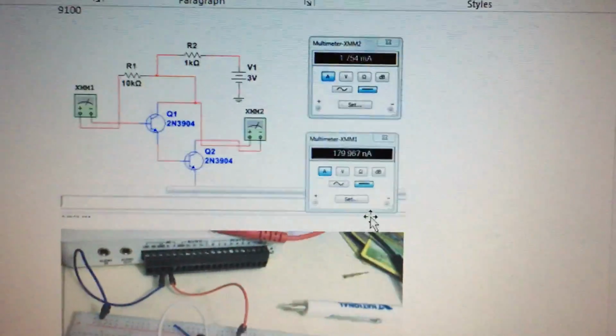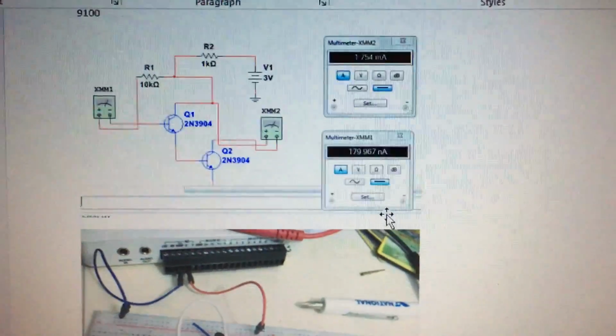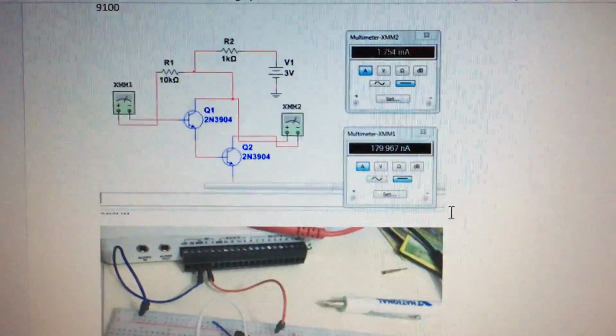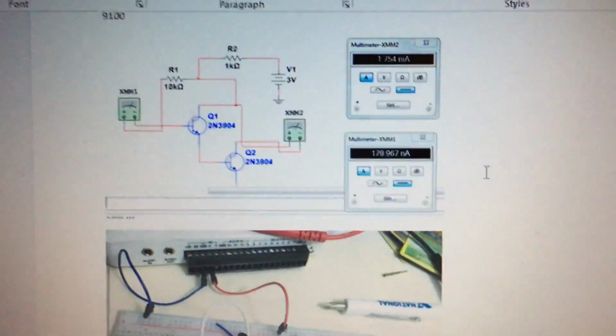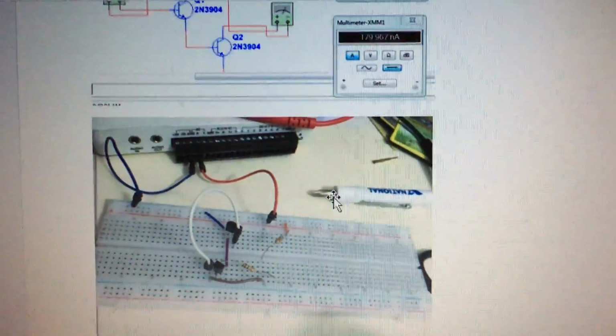And you can see the Multisim simulations do closely match the measured results, so it's a way to indicate that the actual circuits are behaving as expected.